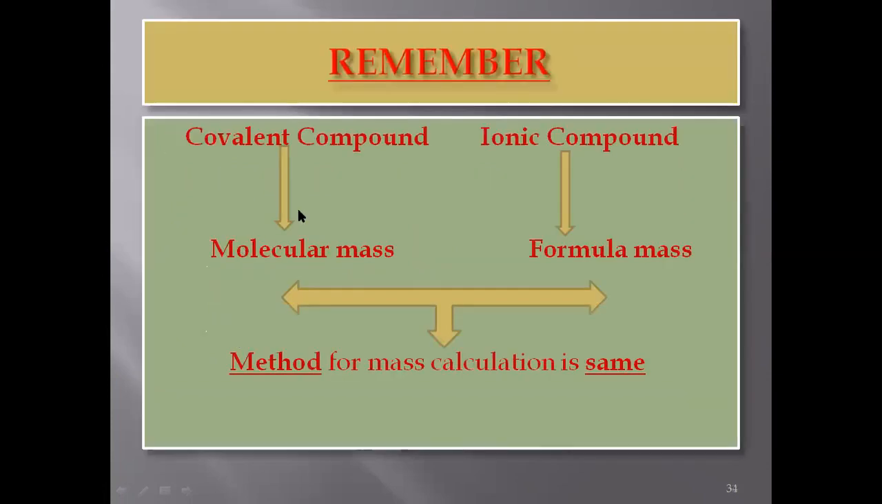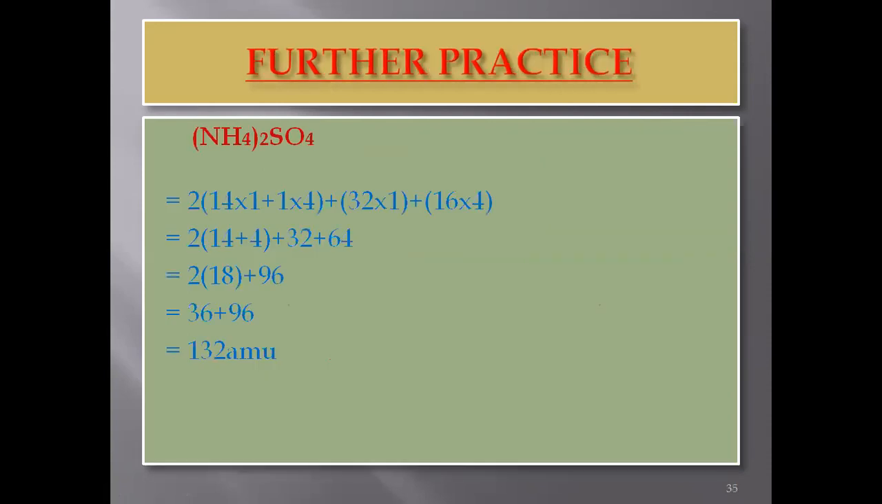Now remember one thing, the term molecular mass is used to describe the mass of a covalent compound, and the term formula mass is used to describe the mass of an ionic compound. But the method of calculation remains the same, as these are two terms used to describe the mass of two different types of compounds, but the method of calculation remains the same.